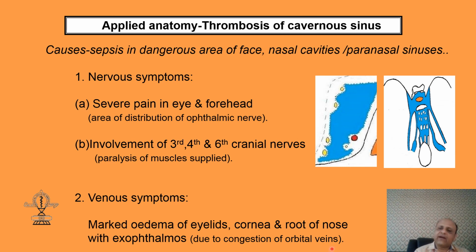And why does this congestion of orbital veins take place? Because the cavernous sinus is thrombosed. So that is why congestion of orbital veins takes place, and this causes edema of eyelids, cornea, and root of nose. And due to this edema, there is exophthalmos, that is the bulging of the eyeballs, because the cavernous sinus is blocked and the incoming channel is totally blocked. So there is congestion of orbital veins.